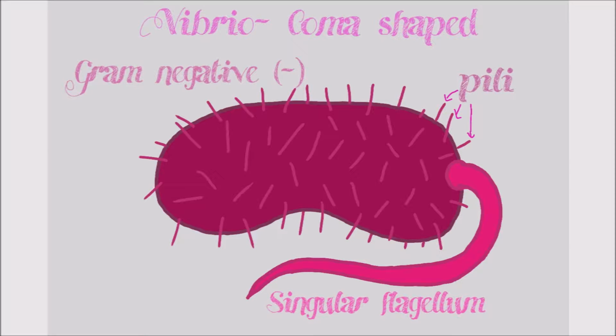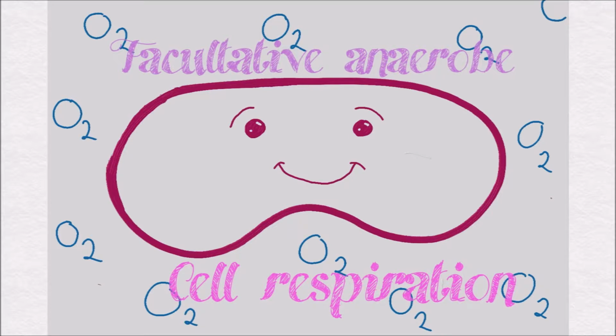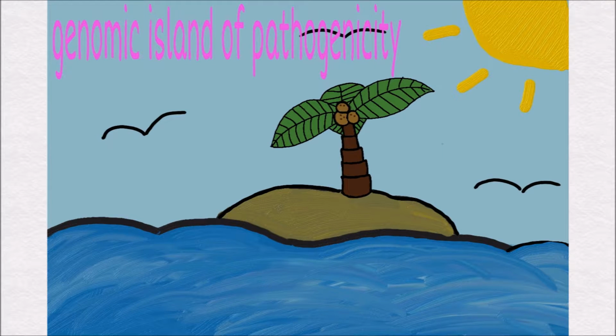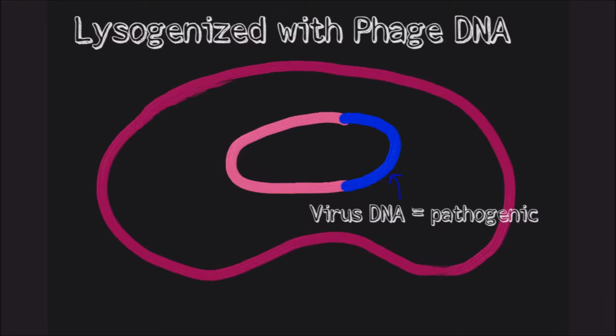Vibrio cholera is a gram-negative bacteria. It's a Vibrio, so we know its comma shape from our previous lesson. It has a singular flagellum and papillae. It is a facultative anaerobe, meaning it can undergo cellular respiration when oxygen is present, but switch to fermentation in the absence of oxygen. It contains a genomic island of pathogenicity and is lysogenized with phage DNA. That means that the genes of a virus have become integrated into the bacteria's genome and made the bacteria pathogenic.